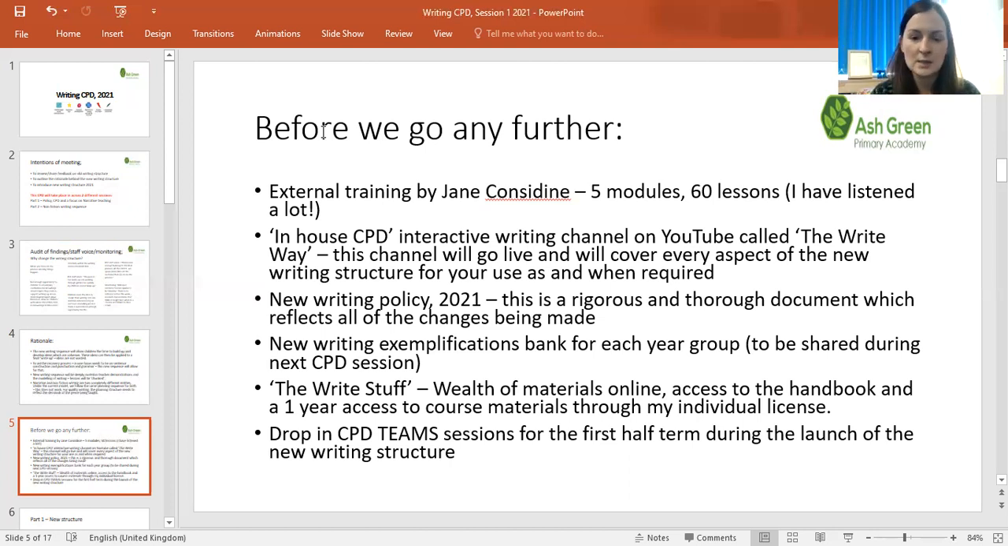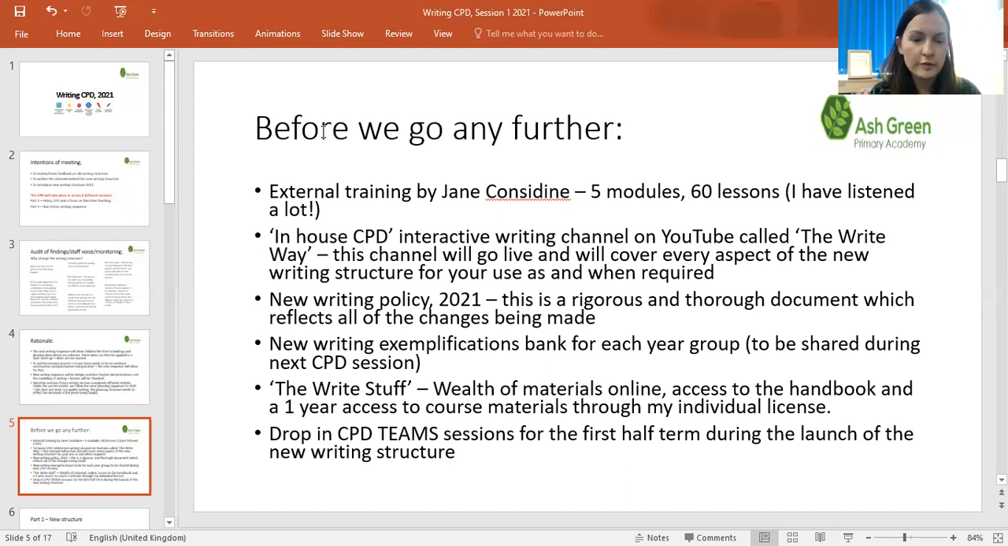It's chunked into the aspects of the writing structure, so you don't need to read it all. If it's just one aspect that you're uncertain of, go back to it, because it really is like a Bible. And I've purposely made it a lot more thorough this time and a lot more explicit, because I think it was fair to say that the old one perhaps wasn't as thorough as it could have been.